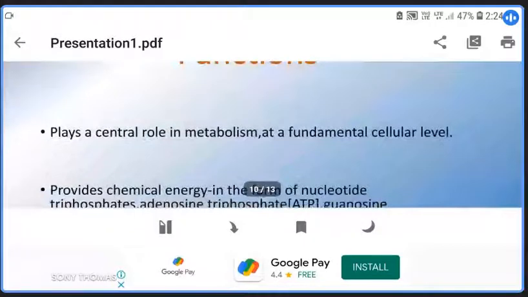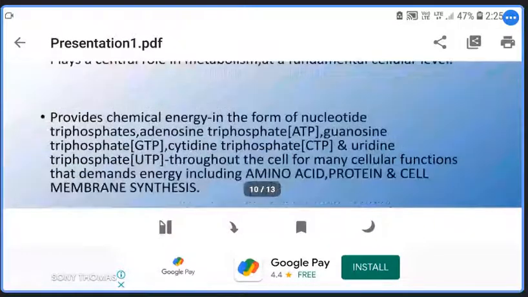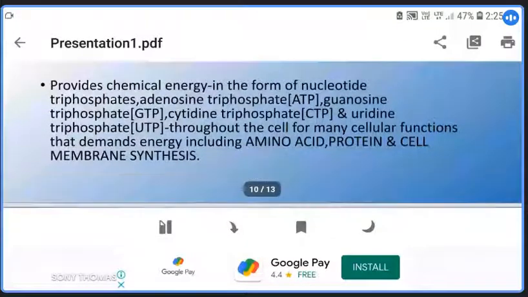Functions of nucleotides: they play a central role in metabolism at a fundamental cellular level. They provide chemical energy in the form of nucleotide triphosphates: adenosine triphosphate, ATP, guanosine triphosphate, GTP, cytidine triphosphate, and uridine triphosphate, throughout the cell for many cellular functions that demand energy, including amino acid, protein, and cell membrane synthesis.